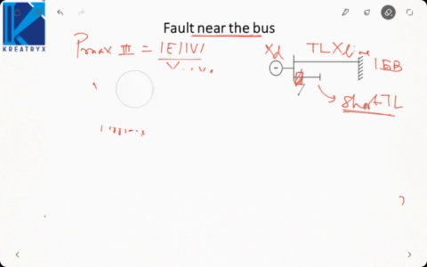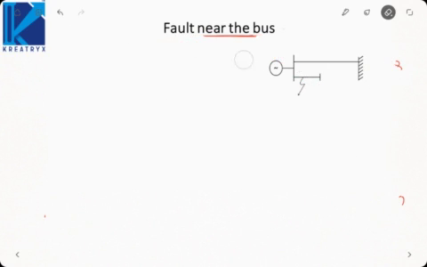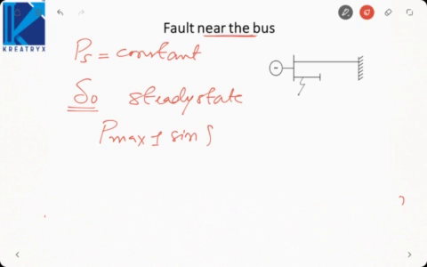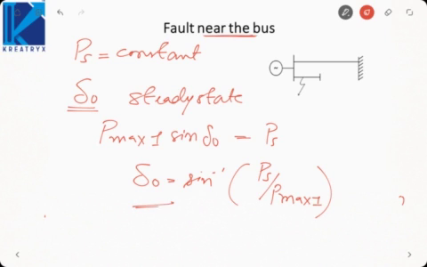So here what we will consider is shaft input remains constant. So shaft input will be taken as a constant value. So initial operating angle will be such that, in steady state, I told you, P max 1 sine delta naught should be equal to PS, that is shaft power should be equal to electrical power. So delta naught will be sine inverse of shaft power by P max 1. This will be the initial operating angle of the alternator.